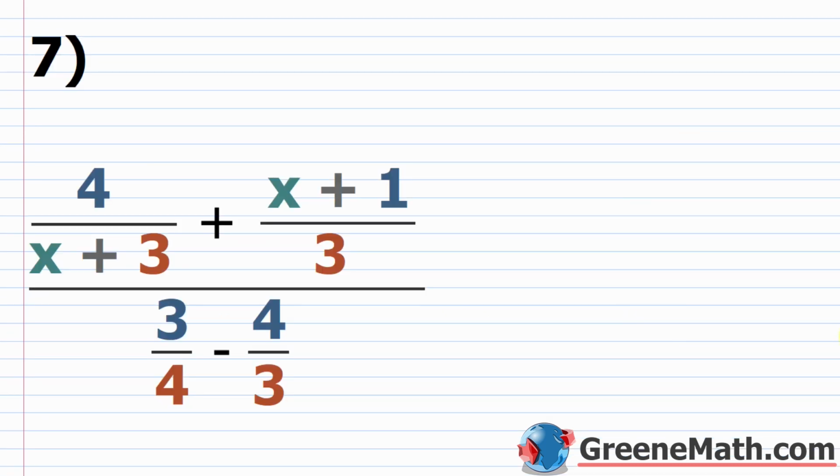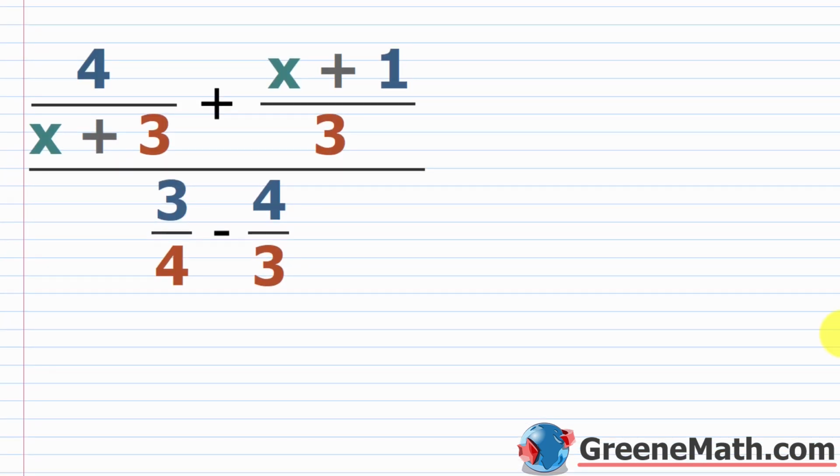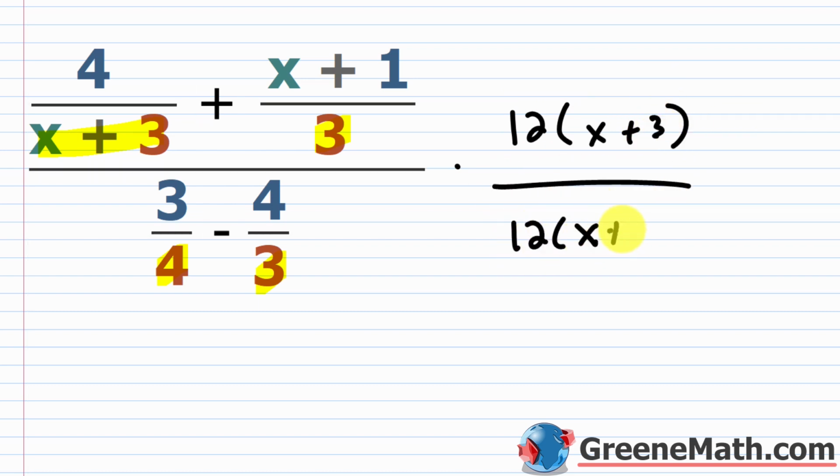All right, let's look at problem number 7. So we have 4 over x plus 3 plus x plus 1 over 3. Then this is over 3/4 minus 4/3. So I've got this x plus 3, I've got this 3, I've got this 4, and I've got this 3. So number-wise, you would just do 4 times 3. There's nothing in common. So that would give me 12. And then this guy would come along, so the x plus 3 here. And let me make the 3 better. So 12 times the quantity x plus 3.